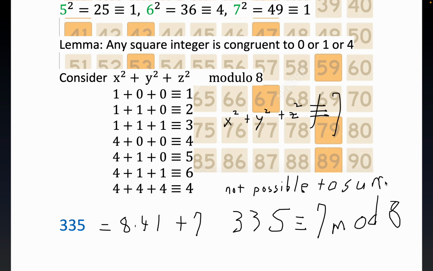It's not possible to sum 335 as 3 squares. Notice we didn't have any remainders of 7 going on here. But 335 is demonstrably congruent to 7 mod 8, right? 8 times 41, what is that? 328 plus 7 is 335, right? This remainder is what's killing 335's chances of being written as the sum of 3 squares.